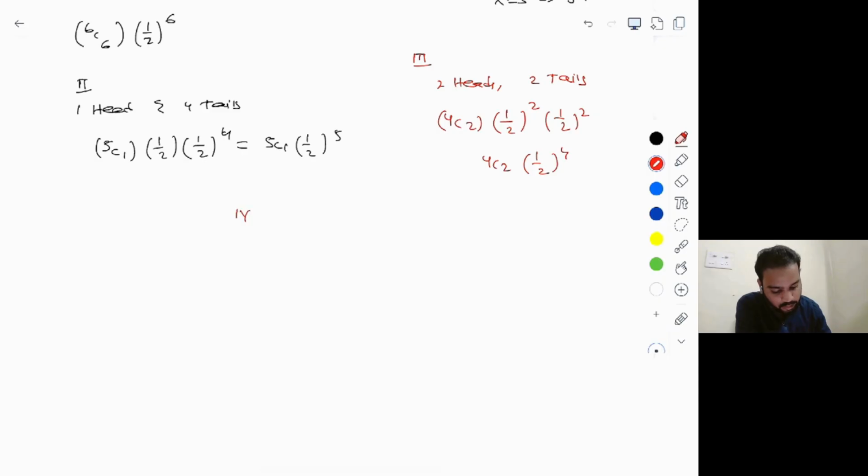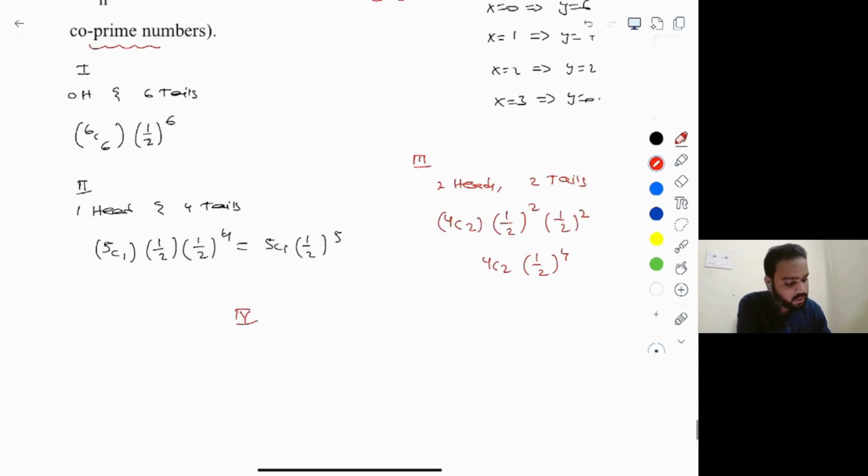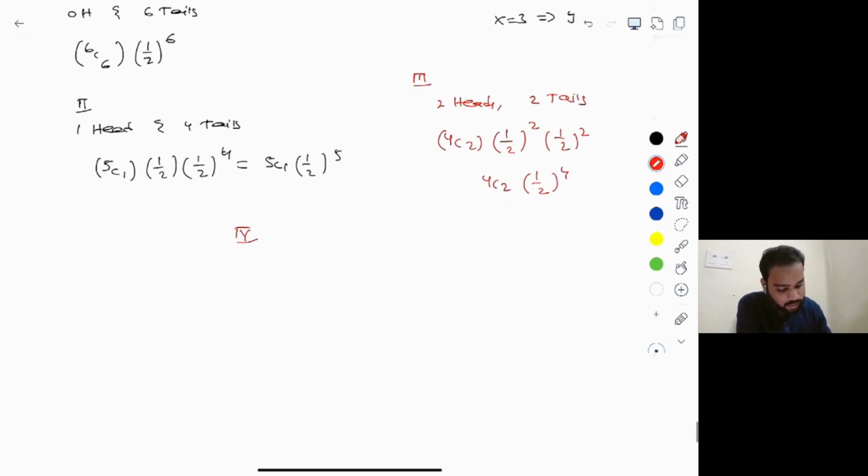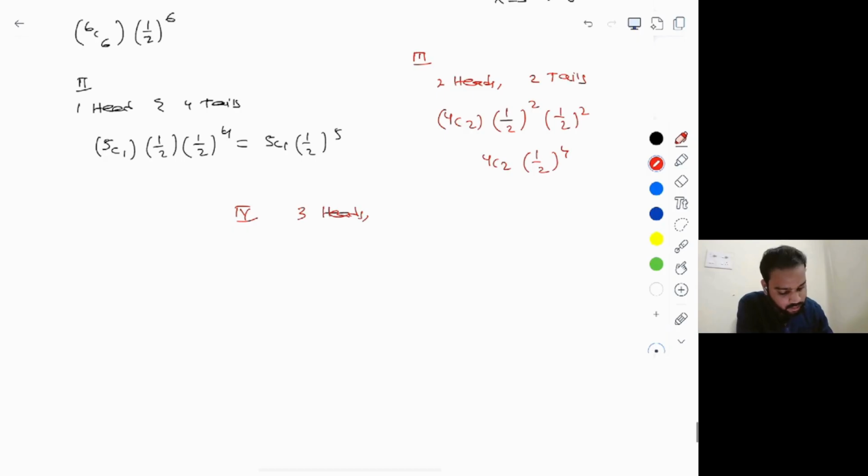Similarly, the final case 4 is x is equal to 3, y is equal to 0, which means you must have 3 heads and 0 tails here. So out of all the three tosses, all must be heads here. So 3C3, and each toss is having head, so the probability of head is 1 by 2. Since three tosses are there, it should be (1 by 2) whole cube.